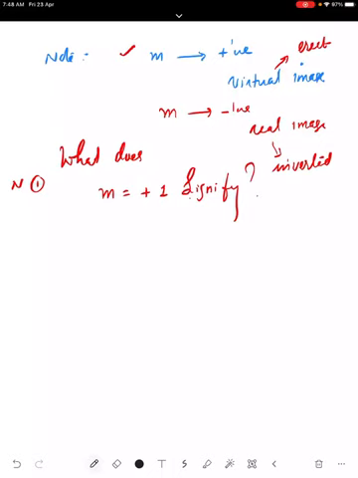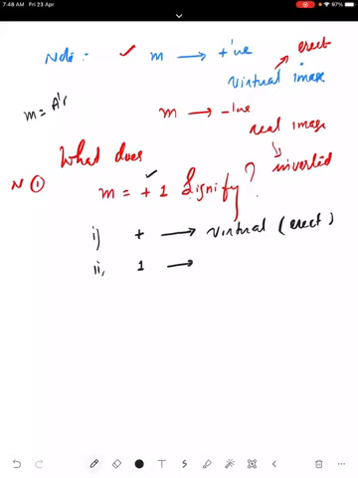M equal to plus 1. So, first point, you are seeing plus 1. Plus signifies that it is a virtual image. Virtual image is always erect, already explained here. And second point, you can see that 1. When will you get 1? Because you have to remember the ratio, M equal to A dash B dash upon AB. You will get 1 only when the sizes are equal. Only when A dash B dash is equal to AB, then only you will get 1.